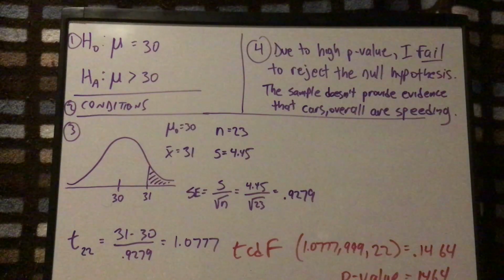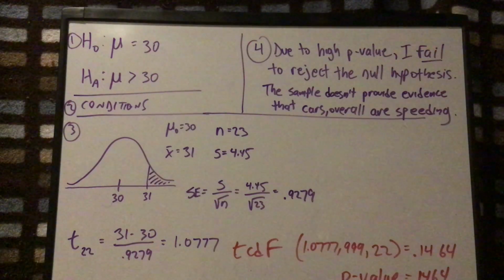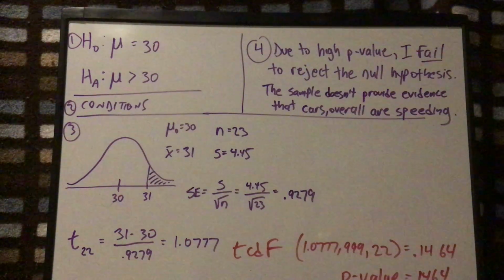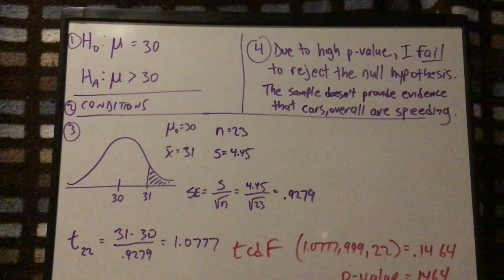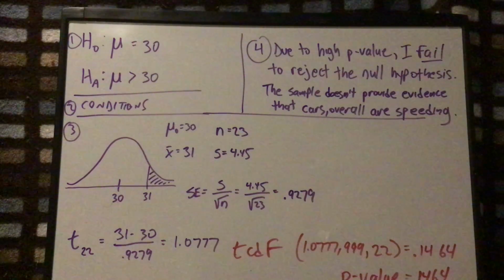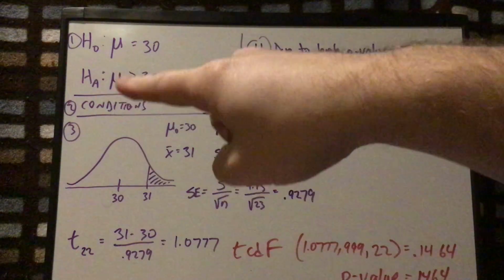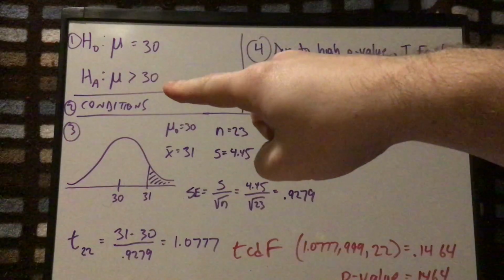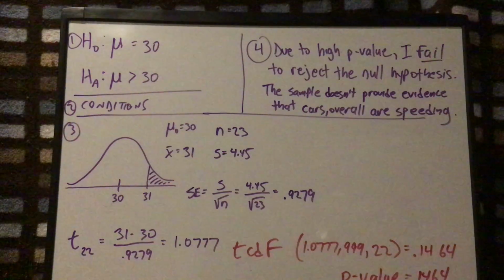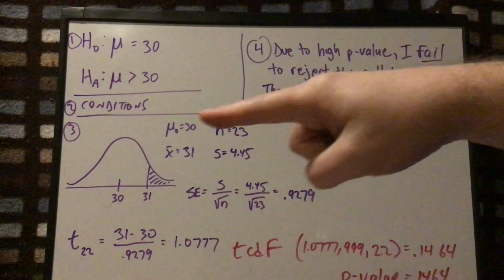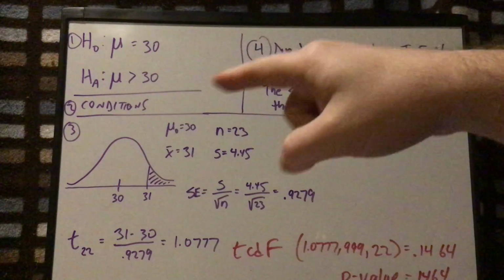Now we're doing a one-sided test because we wouldn't really care if they were going under the speed limit, because these are people who worry about school safety. So if people were going under the speed limit, no one would really be too concerned. So we just want to test if the real population speed is greater than 30 miles an hour. So that's our alternative hypothesis. I mentioned the conditions already. We'll assume they're met and check that off.